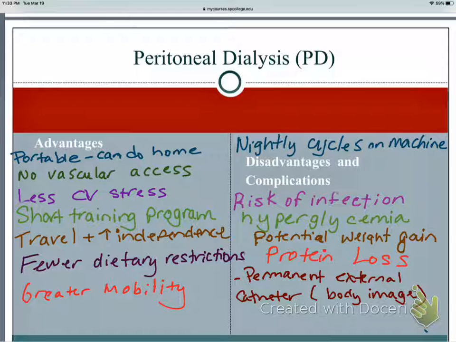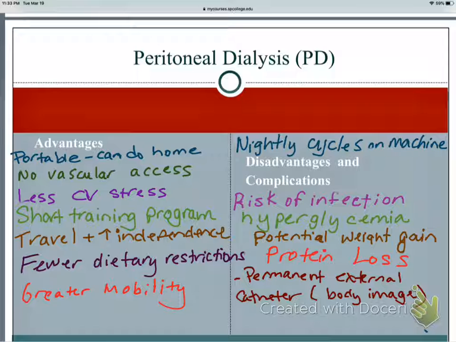It's less stress on the cardiovascular system, and you'll see why when we talk about hemodialysis. It's kind of an easier process on the cardiovascular system. It's not as much stress. It, of course, allows for travel, independence, a little more autonomy for patients. There are fewer dietary restrictions and greater mobility. So there's lots of good things.